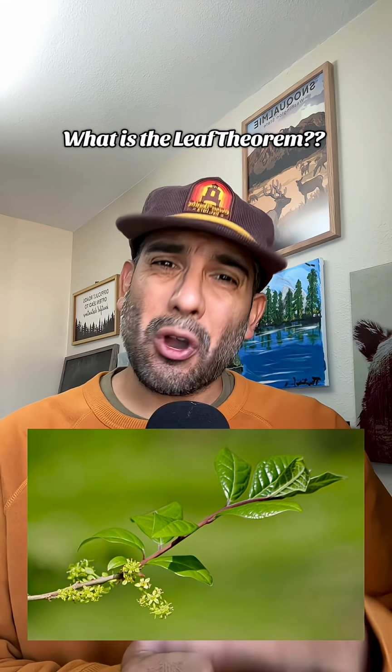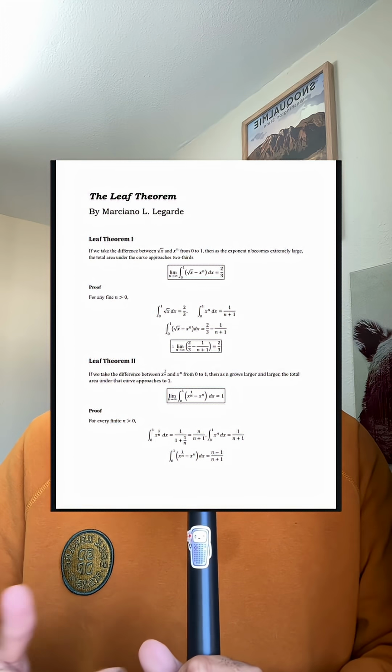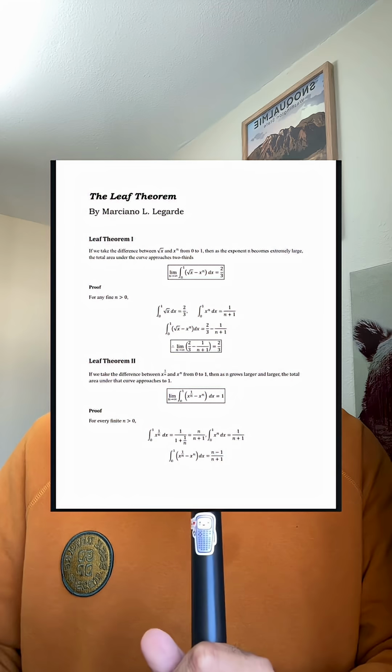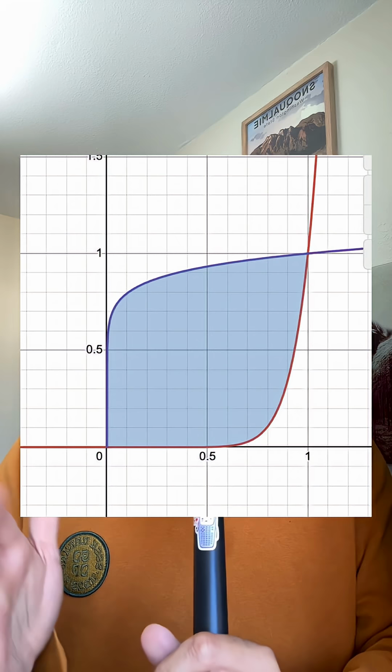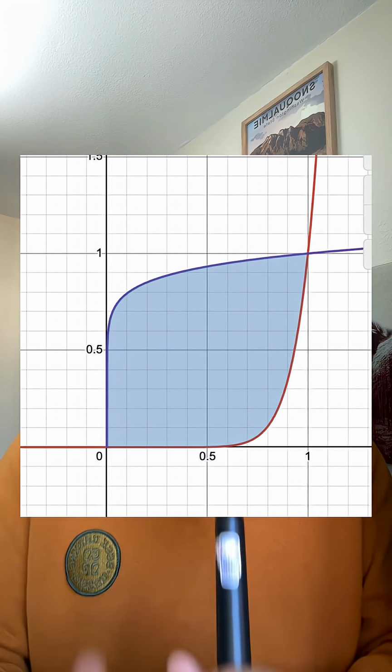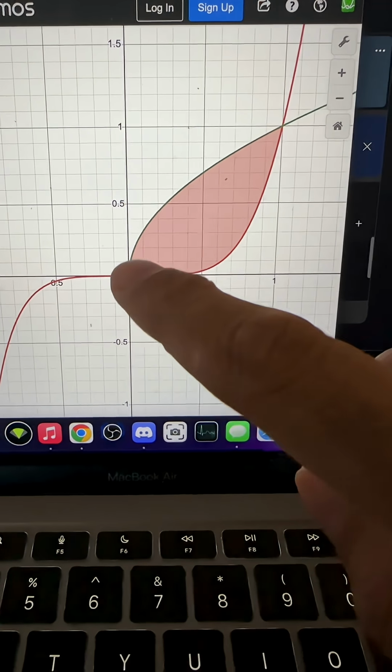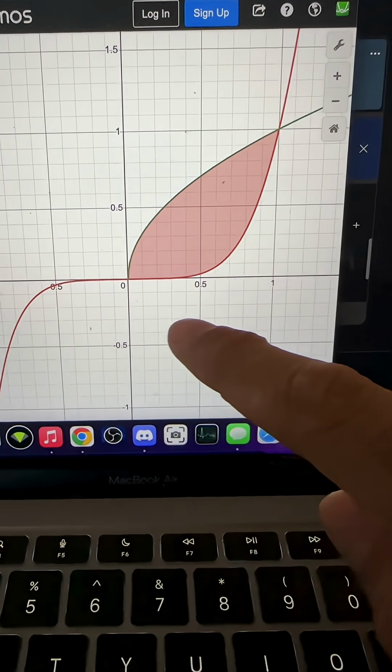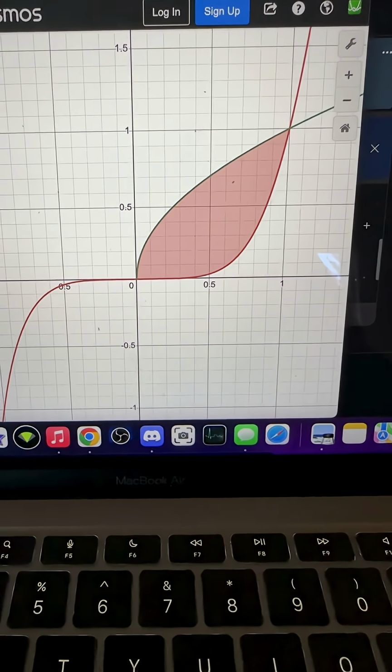Did you know there's something called the leaf theorem? This was a particular paper that I saw on Viaxra by Marciano Lagarde, and it actually just talks about finding the area between two curves that sort of create that leaf shape, and it looks like it has a lot of significance. So in the document, you have the square root of x, and then you have this function that's modeled by x to the power of n.